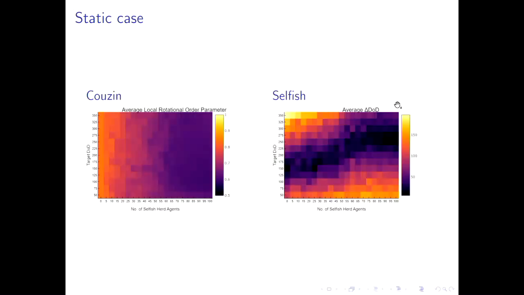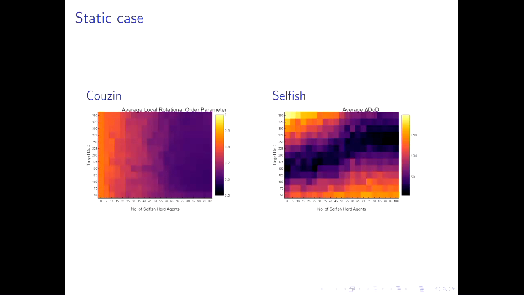So the next part was to assess the static case. What I mean by the static case is we're not changing models just yet. Say on this diagram here, you've got 0 selfish herd particles in the first area, and we're recording 100 particles moving in this space. 0 of them are selfish herd, so it's just a full Couzin regime.